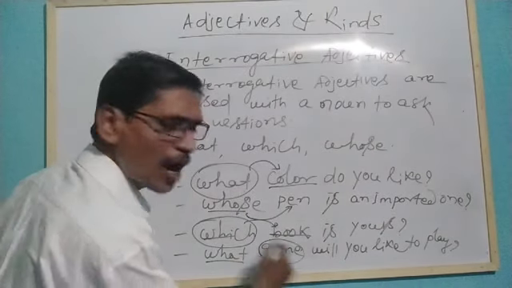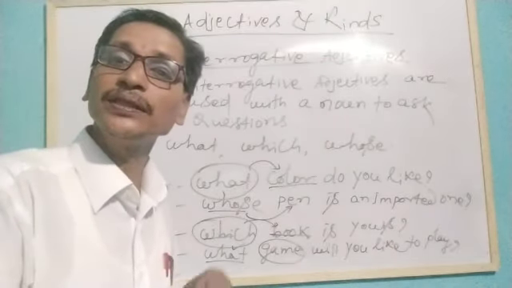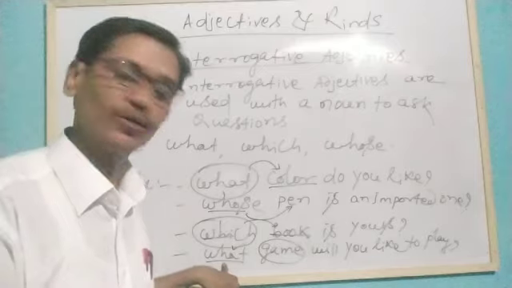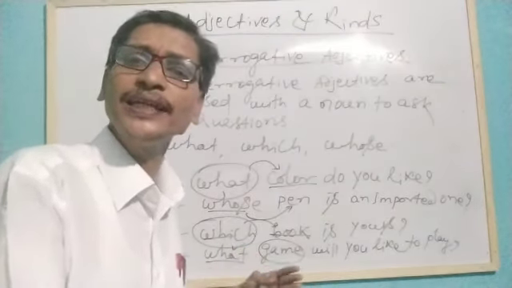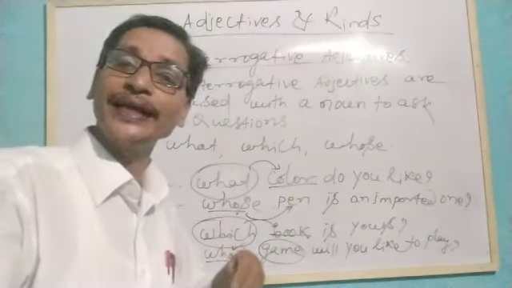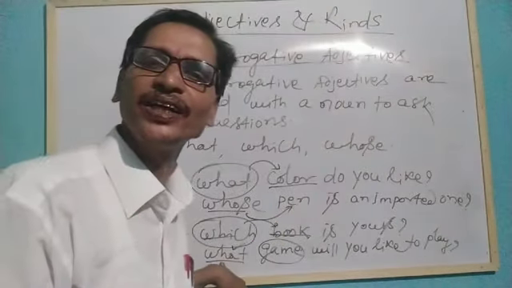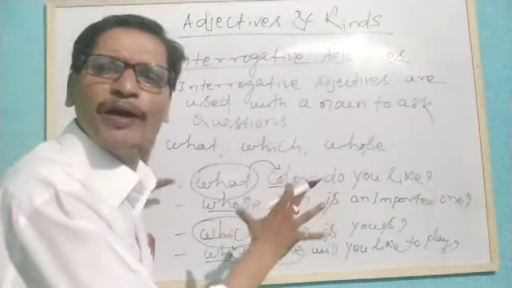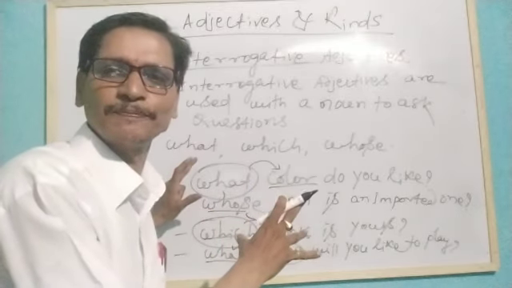Here, game is a noun, whereas we have used what before it to ask questions about the game. So, it is used as an adjective because it is used before a noun. Therefore, it is functioning as an adjective, and the adjective is asking a question. Therefore, it is an interrogative adjective. Okay, you understood? If you have any doubts, please ask for clarifications later.